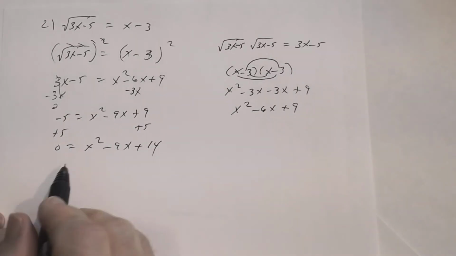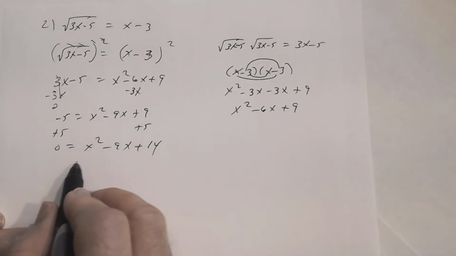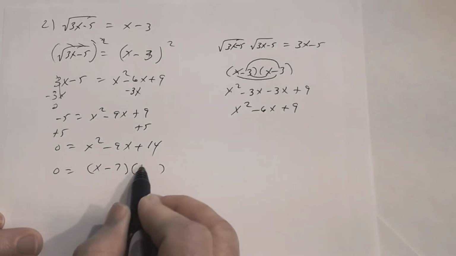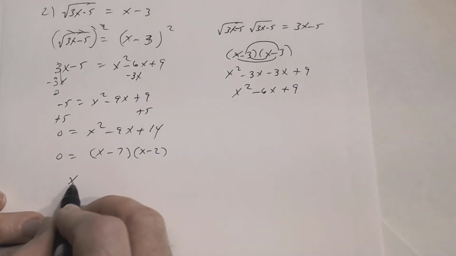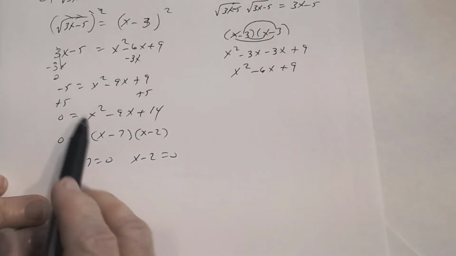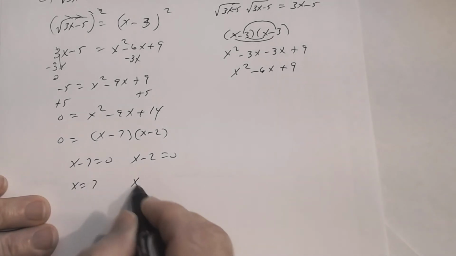Okay? All right, now let's go ahead and factor this because you want to solve this equation now, so you've got to factor. When I factor this, I get x minus 7, x minus 2. Now I'm going to say each factor equal to 0, so I get x minus 7 equals 0, x minus 2 equals 0. Notice I went from a quadratic equation to 2 linear. And so I get x equals 7, x equals 2.